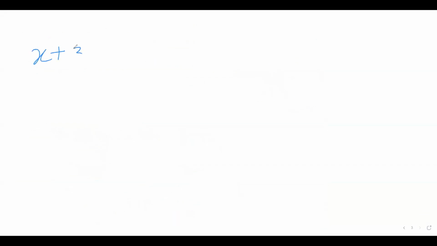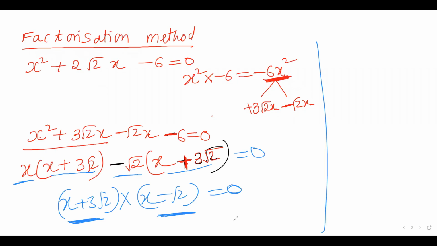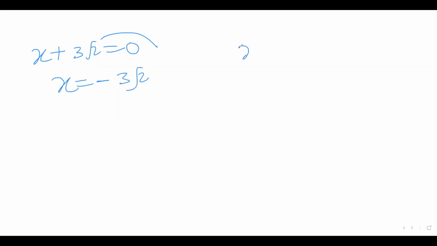फर्स्ट टर्म x प्लस 3 रूट 2 इज इक्वल टू 0. ट्रांसपोज करिए. x इज इक्वल टू माइनस 3 रूट 2. इजंट इट? सेकेंड टर्म को 0 से इक्वेट करिए. x माइनस रूट 2 इज इक्वल टू 0. x इज इक्वल टू ट्रांसपोज करने से रूट 2 मिलेगा. वैल्यूज ऑफ x को रूट्स बोलते.